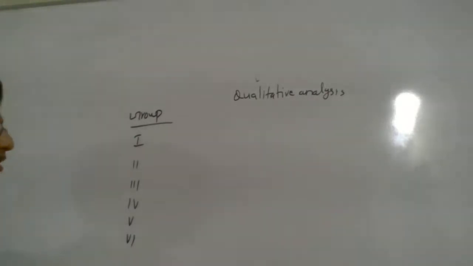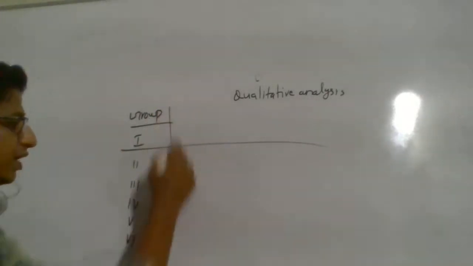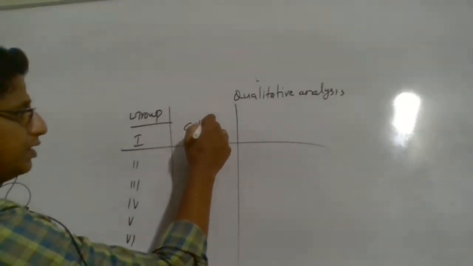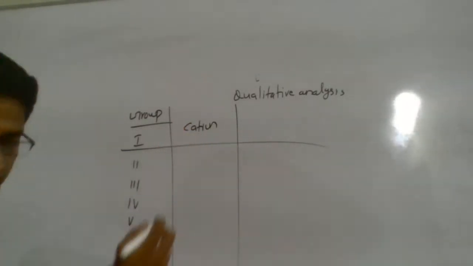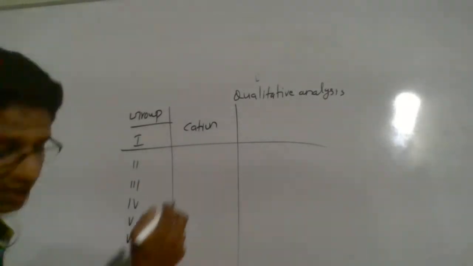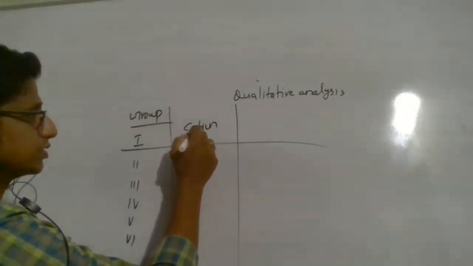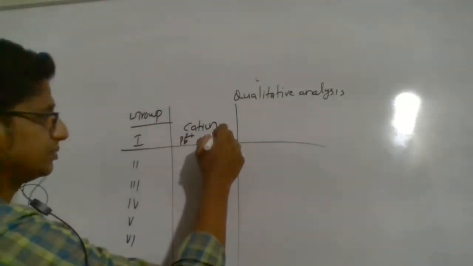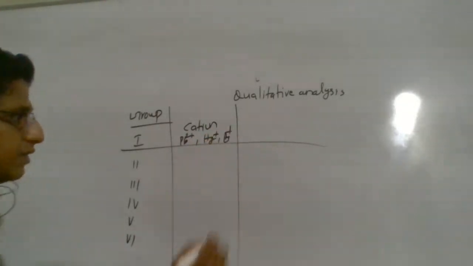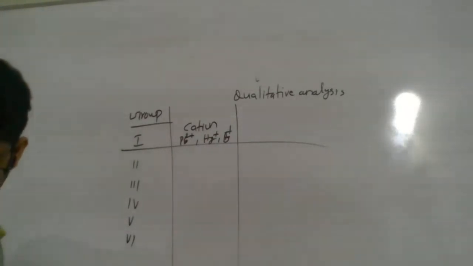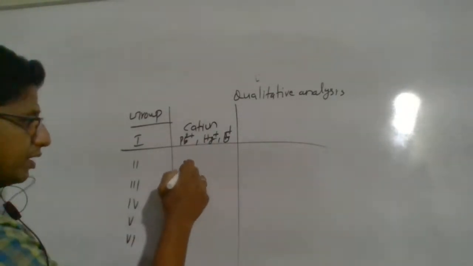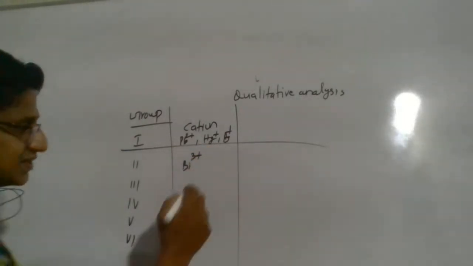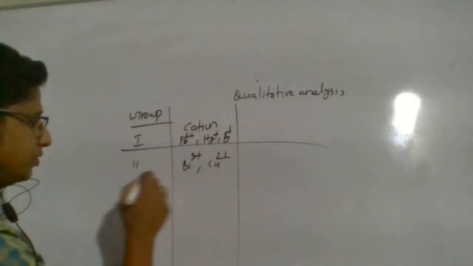So we divided cations into six groups. What are the possible cations that you can note? Some important ones only I am noting. The first group mainly has Pb2+, Hg+, Ag+, etc. This is the first group of cations. Second group, important ones I am noting: bismuth 3+, then copper 2+, etc.